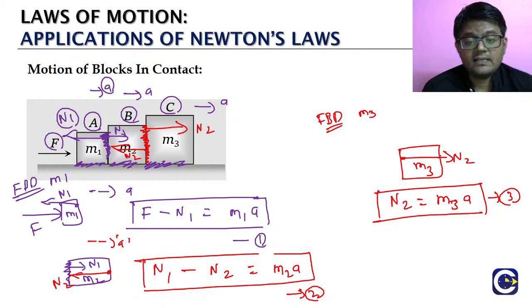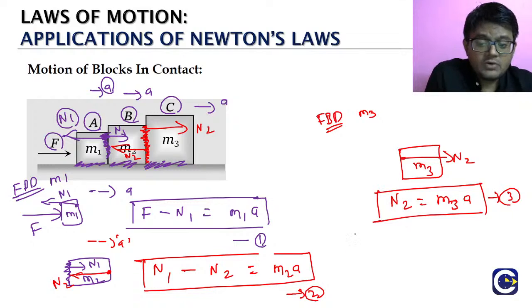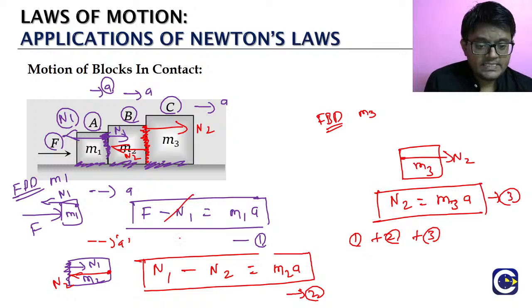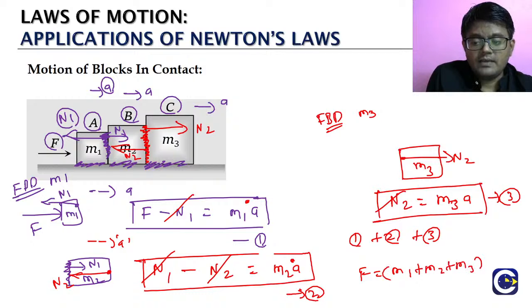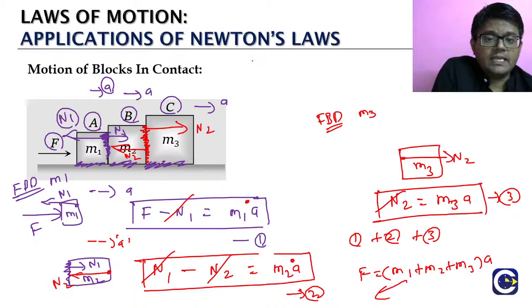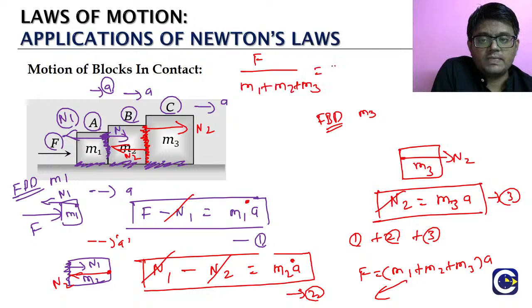From these we have to find the acceleration of the whole system. How? Think about it. What comes if we add 1, 2 and 3? Add them. Here minus N1 plus N1, minus N2 plus N2 cancel, so on the LHS only F will remain. On the RHS, M1A, then M2A, M3A. So we get M1 plus M2 plus M3 into A, taking A common. Okay? So what is the value of A? If you bring M1 plus M2 plus M3 to one side, F by M1 plus M2 plus M3 is the acceleration of the system. Okay?